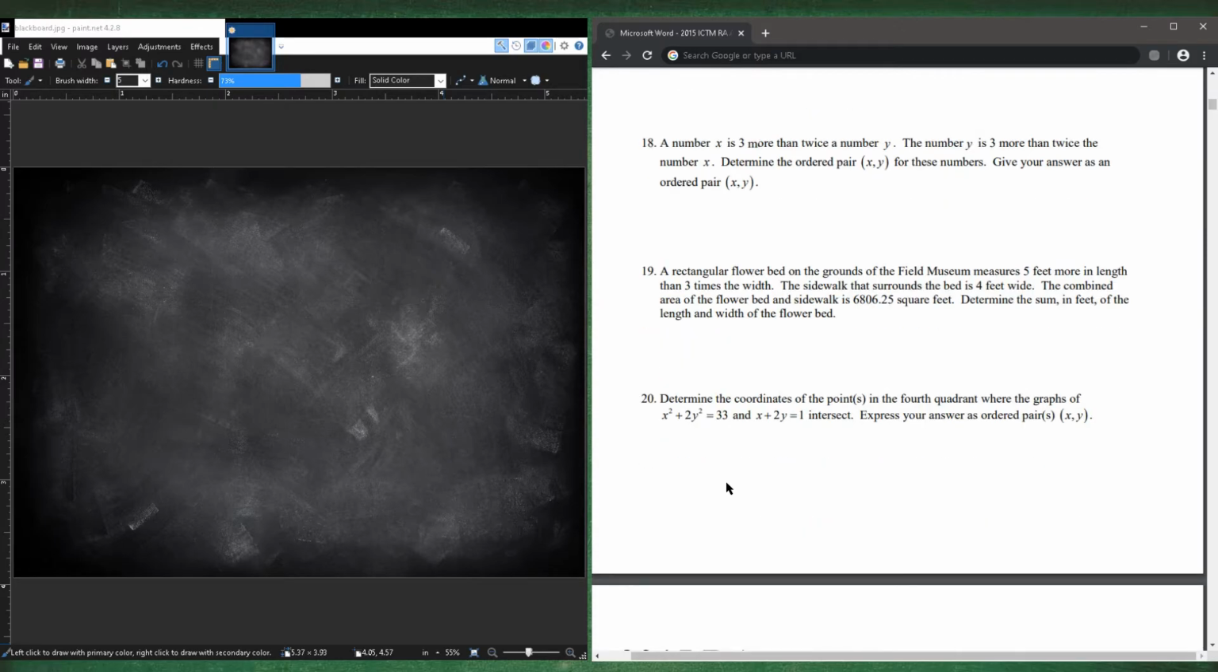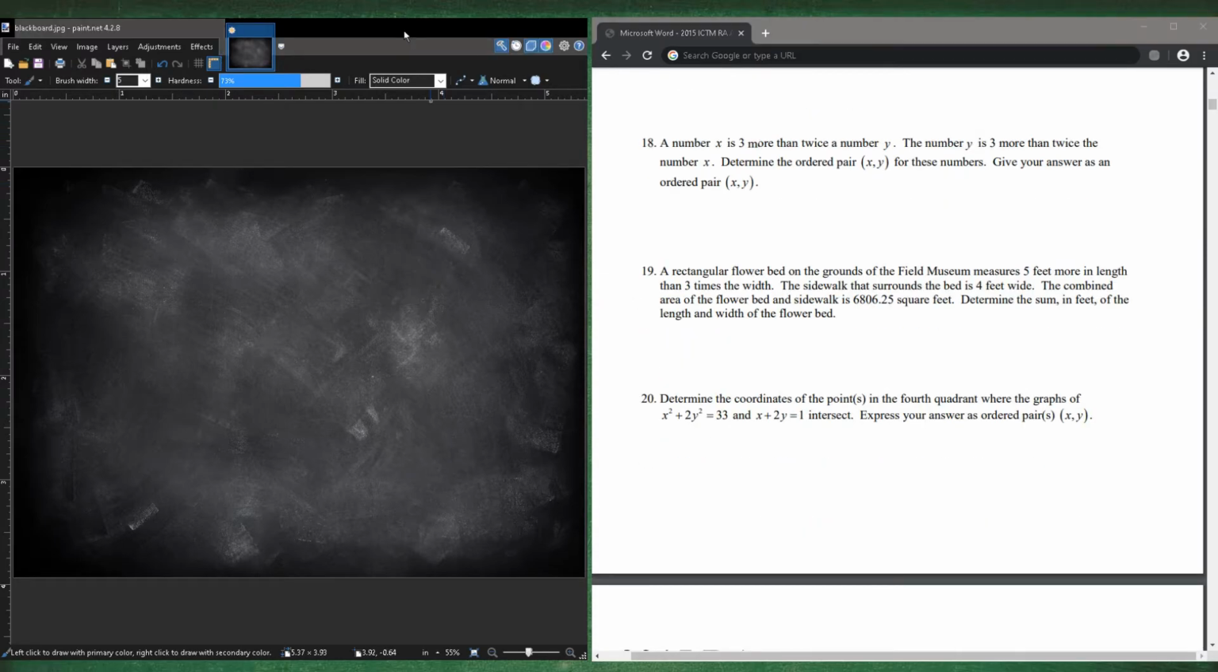Okay, number 19. A rectangular flower garden on the grounds of Field Museum measures 5 feet more in length than 3 times the width. Okay, so let's draw a general shape for this. So it's 5 more in length than 3 times its width. So we have a width. So 3 times the width plus 5 is equal to the length. Okay.